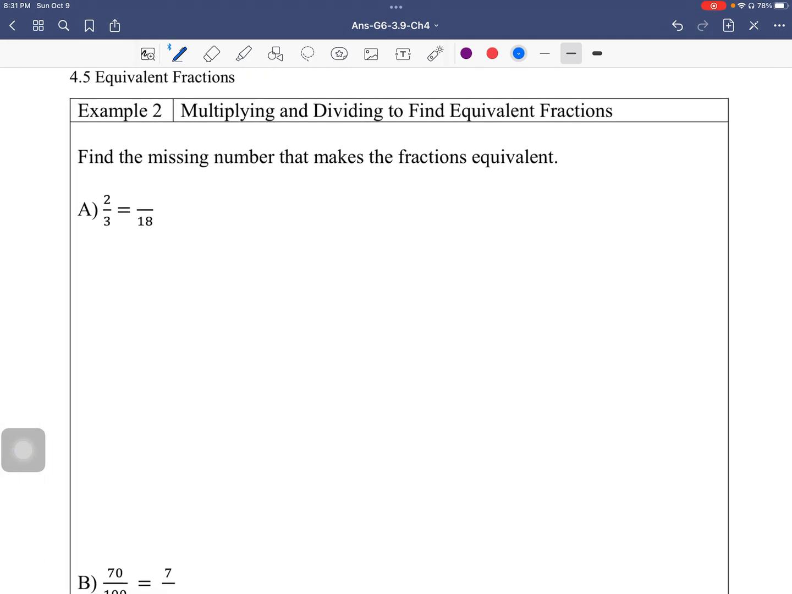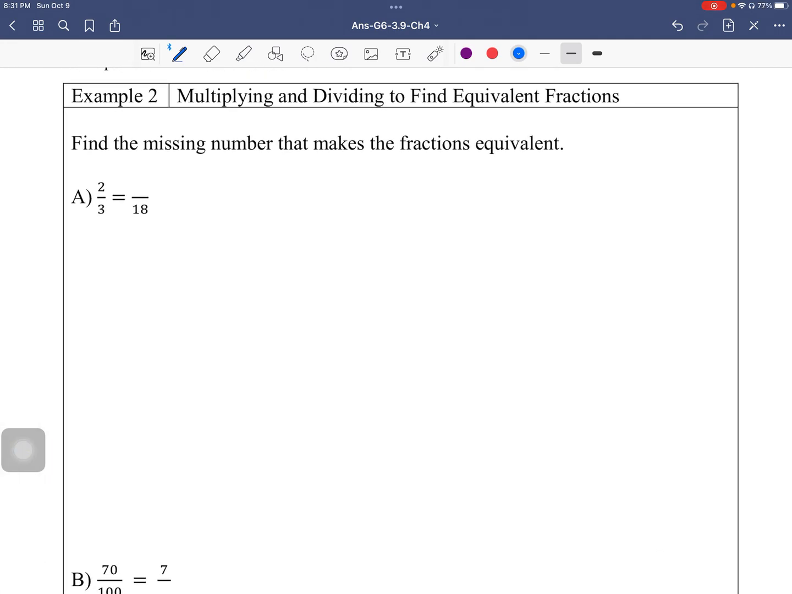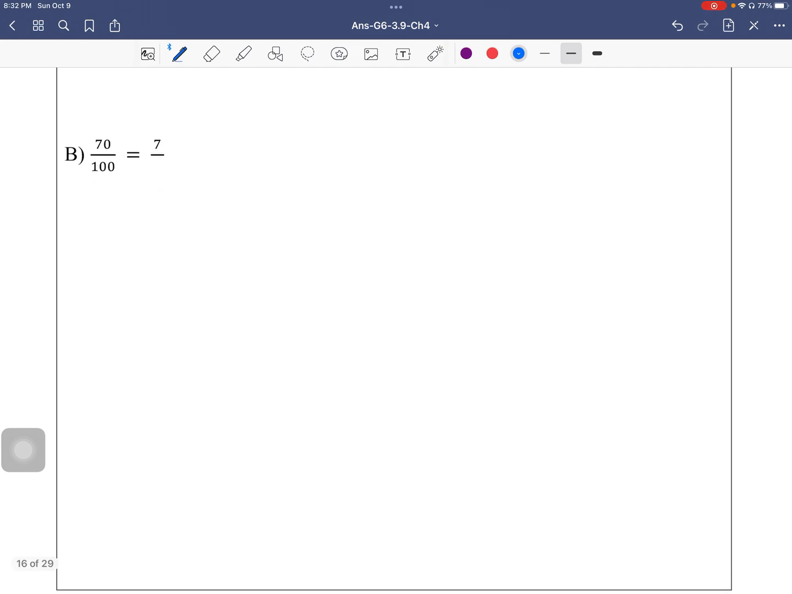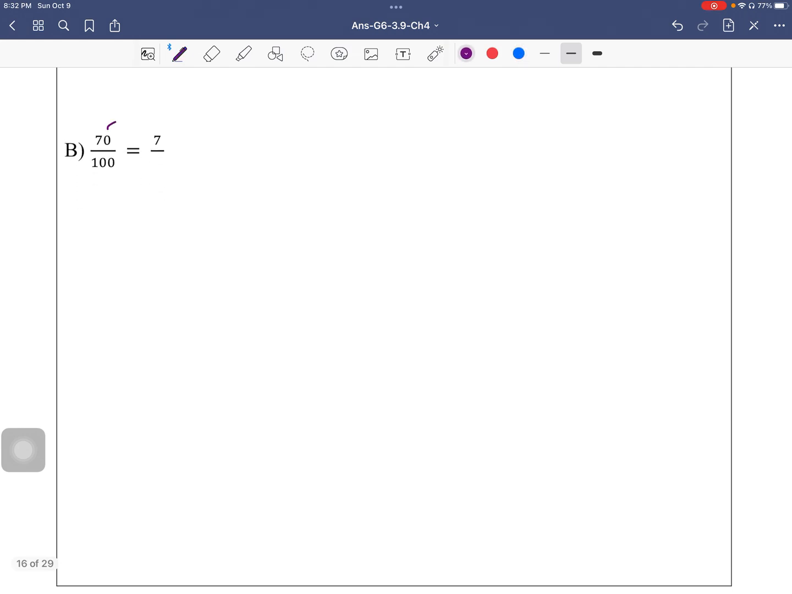Okay, so how do I multiply and divide to find equivalent fractions? Now I want to find the missing number. So I compare the denominators. 3 times 6 equals 18, so 2 times 6 is 12. So 2 over 3 equals 12 over 18. Then for question B, I have 70 to 7, so I divide by 10. 100 also divided by 10 is 10. So the answer is 7 over 10.